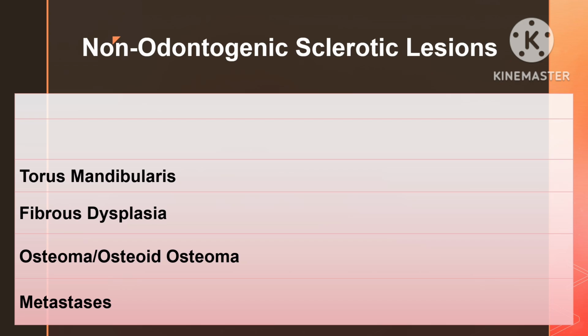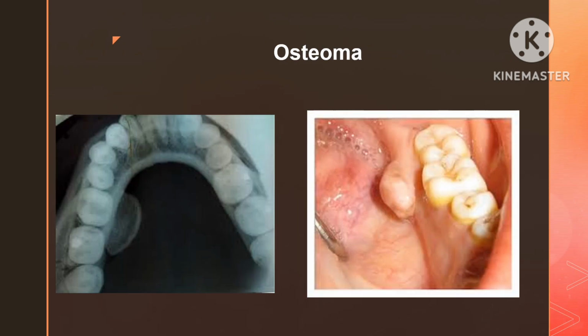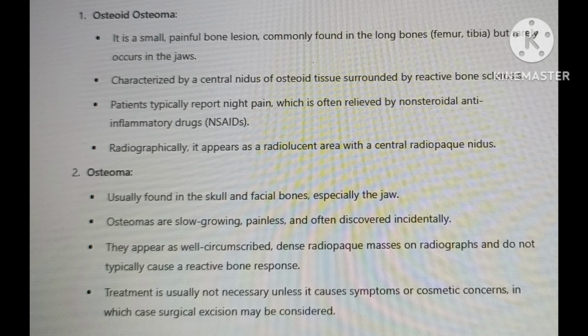Osteoma is a benign, slow-growing bone tumor commonly found in the craniofacial region, particularly in the jaws and the paranasal sinuses. On radiograph, it appears as a well-defined, dense radiopaque mass. One more lesion which sounds similar to the osteoma is osteoid osteoma, but this lesion is typically smaller, measuring less than 2 cm. It is known for causing severe and localized pain, especially at night. A unique feature here is that the pain often subsides with NSAIDs.